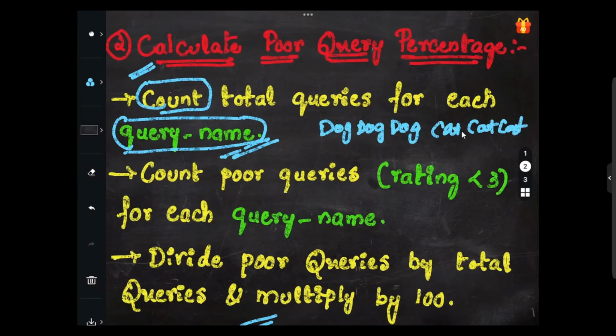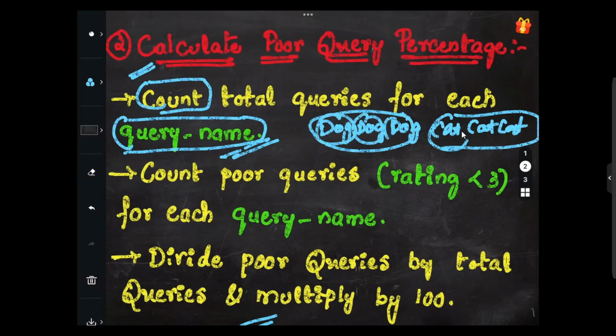So here we will count the queries for each query name, means this one for the dog and for the cat, right? So this is one query name dog and this is one cat query name. So we will count the total queries. Here in this case it is 3, in this case it is 3, right? So this is what we'll do.